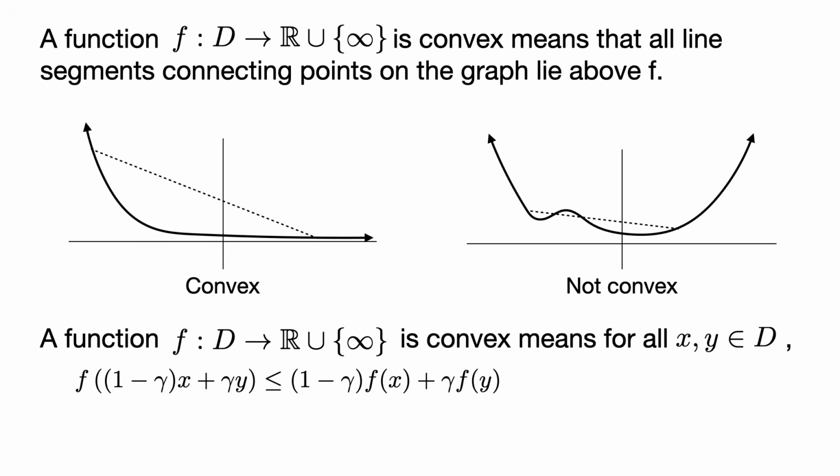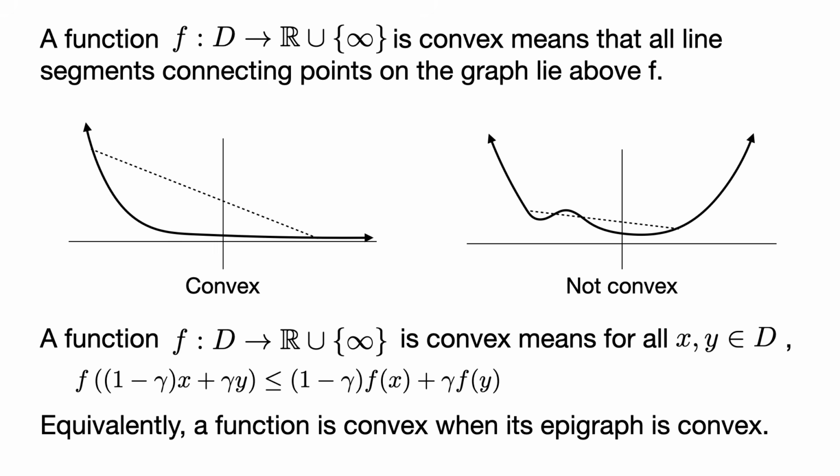A function f that maps its domain to the augmented reals is convex, means that for all points x and y, if we take any value on the line segment connecting x and y, so (1 minus gamma) times x plus gamma times y, and input that into our function, that value will be less than or equal to (1 minus gamma) times f of x plus gamma times f of y.